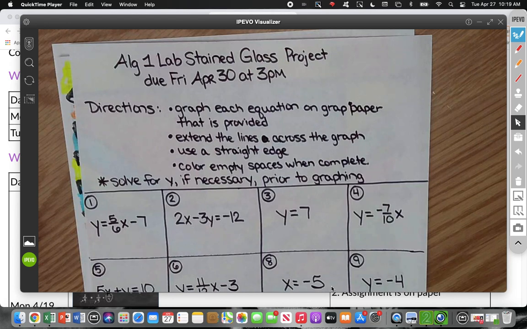So you guys are free to work. You guys have all day today, all day Wednesday, all day Thursday, all day Friday. This is a week-long project, but remember, you get 10 points extra credit if you turn it in early.